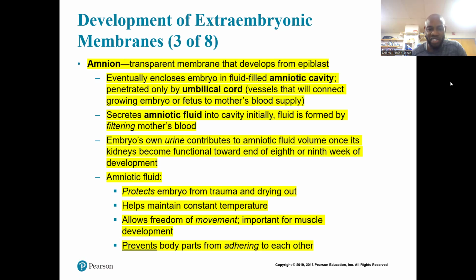The amniotic fluid protects the embryo from trauma, keeps it from drying out, and maintains constant temperature. We want to keep that baby nice and warm. It allows freedom of movement, important for muscle development, and prevents body parts from adhering to each other. Amniotic fluid: filtered blood, and eventually urine. Interesting.